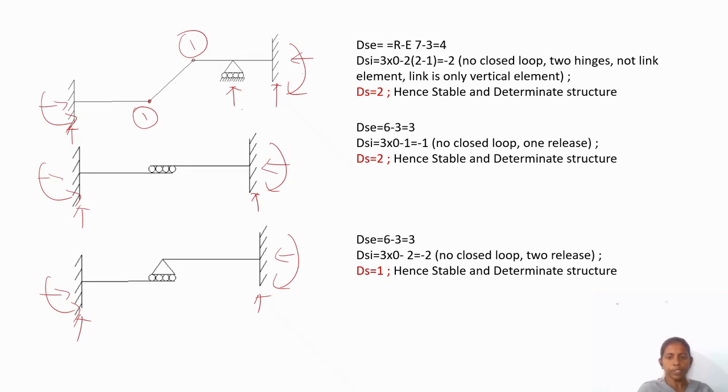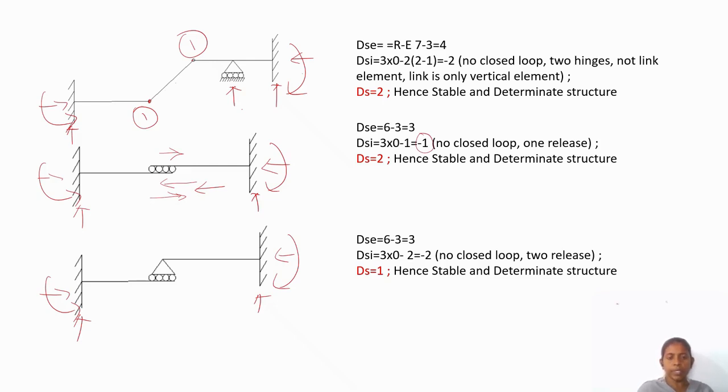Here it is a horizontal roller release. So totally 6 number of unknowns, 3 number of equations, 3, no closed loop. Only 1 displacement is allowed here. If there is a roller at this point, it will move towards this direction. This bottom will move towards this direction. So anyhow, this horizontal displacement is possible. So only 1 release is allowed. So 3 minus 1 equal to 2.